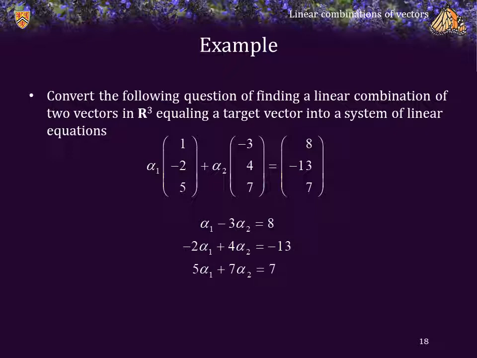Now, this is an overdetermined system of linear equations. That means there are more equations than unknowns. Consequently, it's very likely that no solution exists. However, in this case, there actually is a solution, and that solution is the vector 3.5, negative 1.5. Now, because these scalars are alpha sub 1 and alpha sub 2, we will represent the solution vector as a bold-faced alpha.